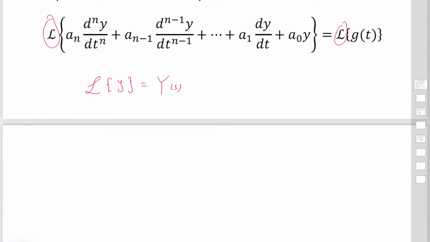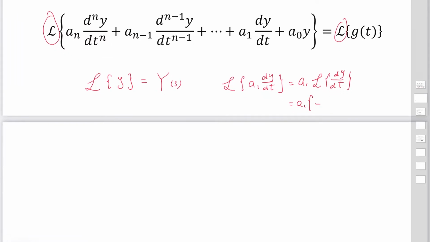The Laplace transform of a sub 1 dy/dt: a sub 1 is a constant value, so it becomes a sub 1 times the Laplace transform of dy/dt. This is the first derivative, so using the initial condition, it becomes a sub 1 times minus y0 plus s Y(s).